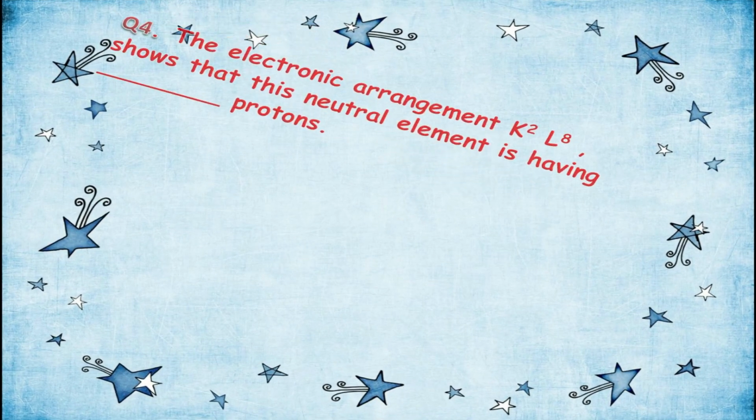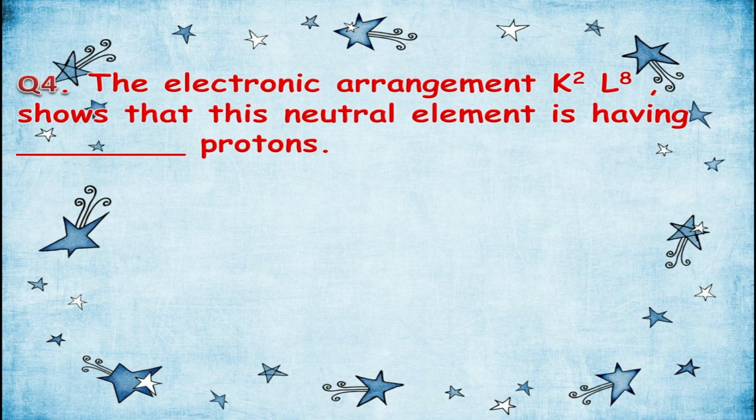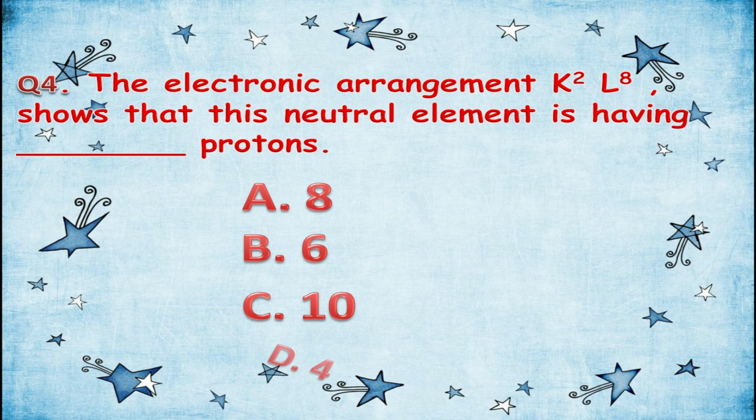Question number 4 is: the electronic arrangement K2L8 shows that this neutral element is having dash protons. Your option A is 8 protons, option B 6 protons, option C 10 protons, option D 4 protons. And your time starts now.